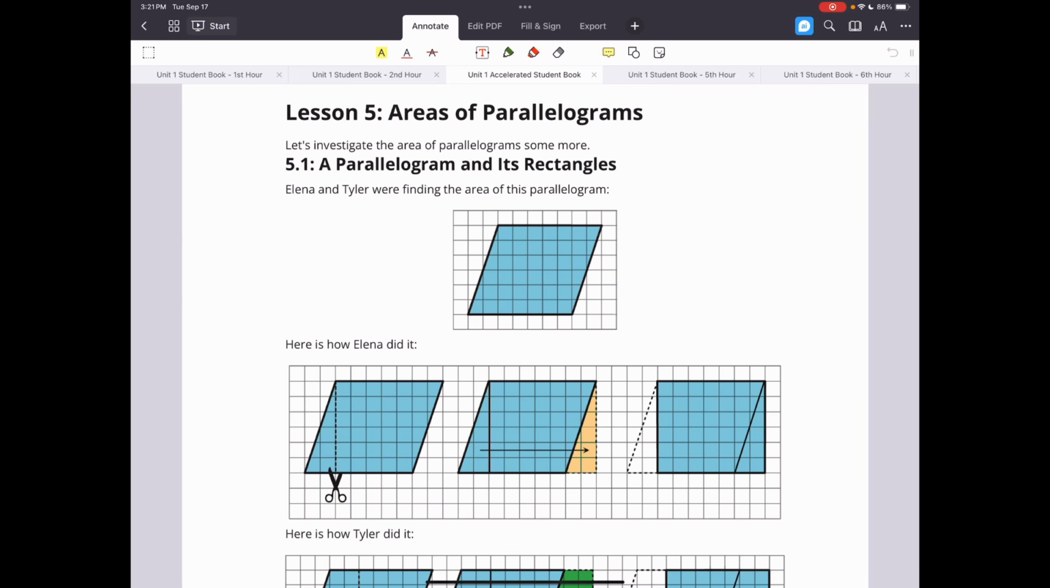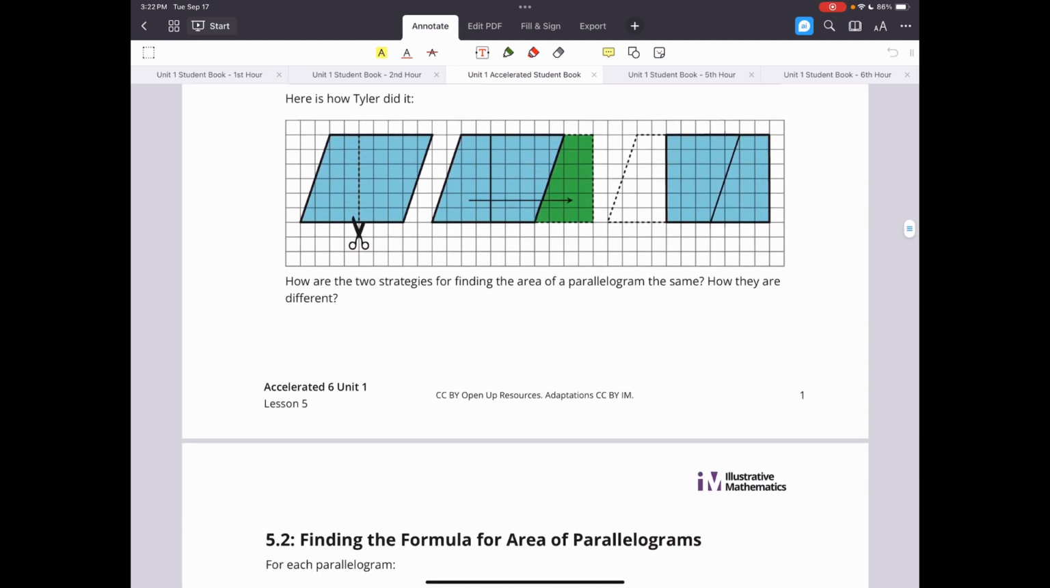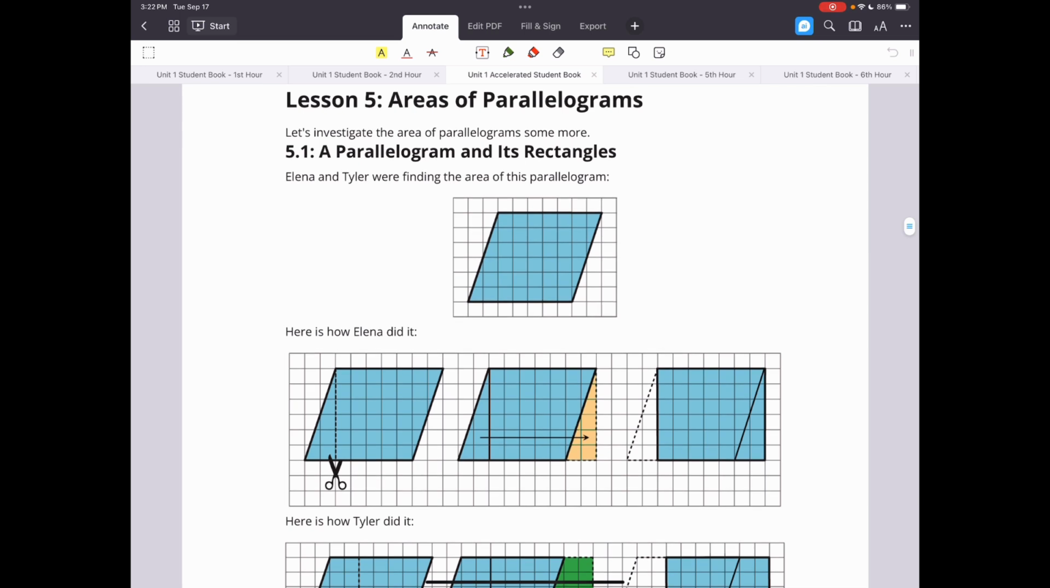Okay, so we're gonna start with lesson 5. This is on page 31. If I'm wrong, I'm sorry. I think it's on page 31. So flip in your book and find lesson 5, areas of parallelograms. It's got the same image that's on my screen. I think it's page 31, but again, my numbers don't match your numbers. Mine says it's page 1 actually.